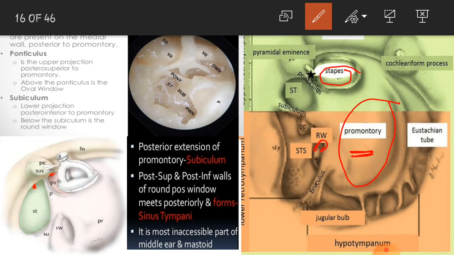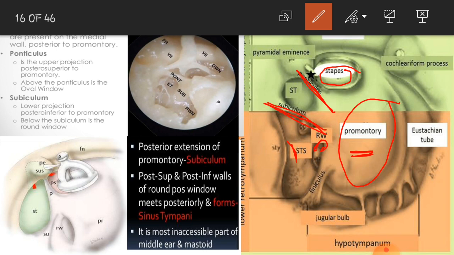I told you that the sinus tympani lies below the pyramidal process, in between the oval window and the round window. So the subiculum is the upper projection posterior to the promontory. This is the ponticulus. And the lower projection postero-inferior to the promontory is the subiculum. So these are bony projections that arise posterior to the promontory.